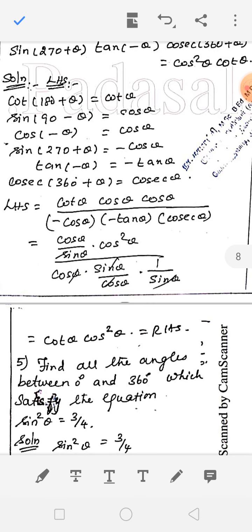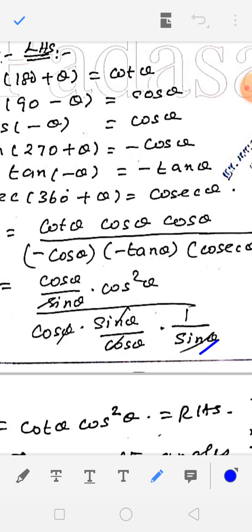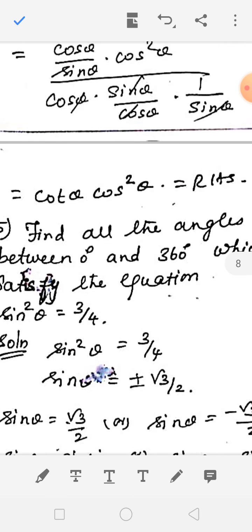Substitute, and then what are the things we have to do? Tan theta, how can we write it? Sin theta by cos theta. Cosecant theta is 1 by sin theta. Sin theta cancels, cos theta cancels. Here cot theta only you put there. Cot theta, cot square theta. This is your answer.